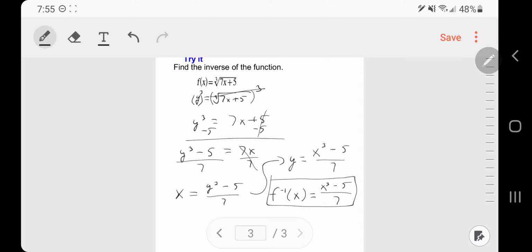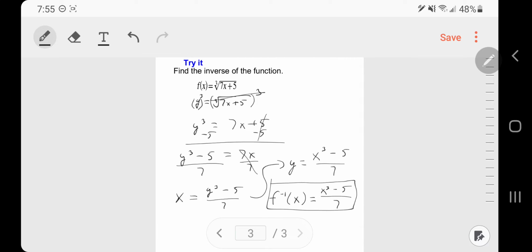So again, the process for all these different types of functions is pretty much the same 3 steps, but it does vary depending on the type of function and how your inverse operations are going to be solved. But here we have, again, the inverse of a function containing a radical.